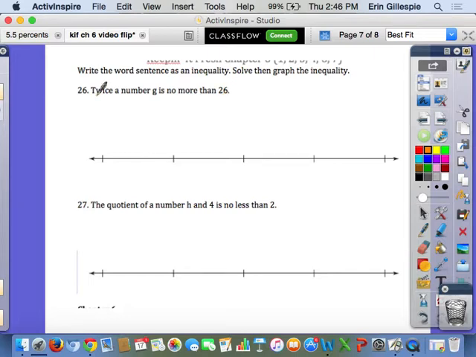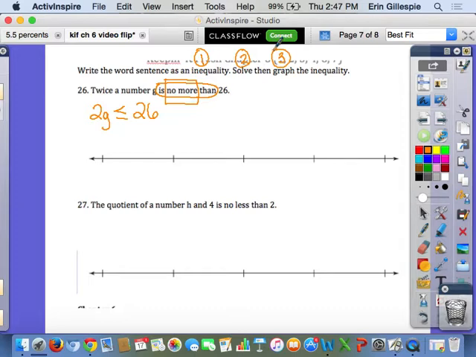So twice means times 2, a number g, so 2 times g, is no more than. Remember we talked about no more, meaning no, it's not more, it's actually less than, right? It's no more than 26. It can't be any bigger than 26. So that's actually a less than or equal to sign, although it seems a little tricky because you see the word more in it. And then the number, 26. So that's our inequality. That's the first thing we need to do. We then need to solve it and then graph it. So 2g is less than or equal to 26.